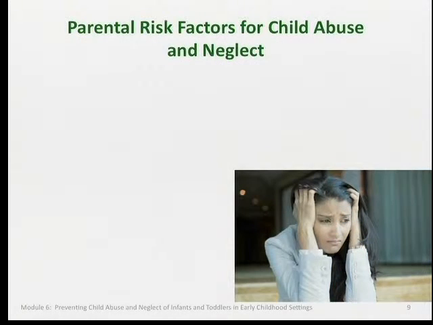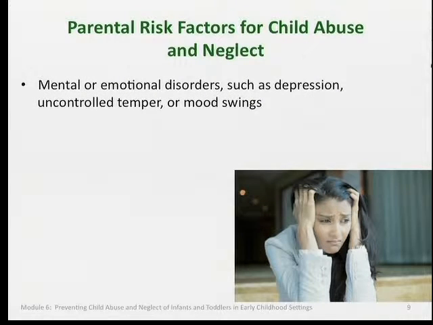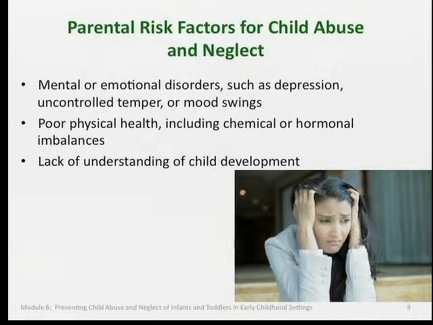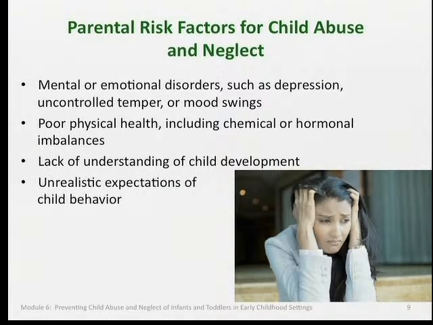A variety of risk factors can affect a person's ability to care for children and may trigger child abuse and neglect. Mental or emotional disorders such as depression, uncontrolled temper or mood swings, or poor physical health, including chemical or hormonal imbalances, may decrease an adult's ability to nurture and care for their children and can trigger abuse. Some parents lack an understanding of child development and have unrealistic expectations of child behavior. Very young parents and parents who are raising children alone and without regular support from family and friends are also at higher risk for abusive behavior.